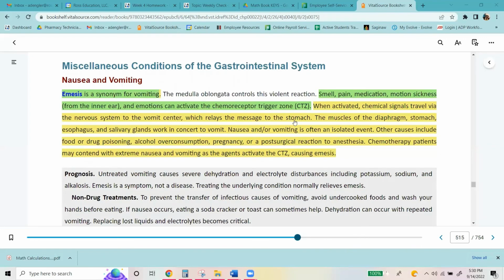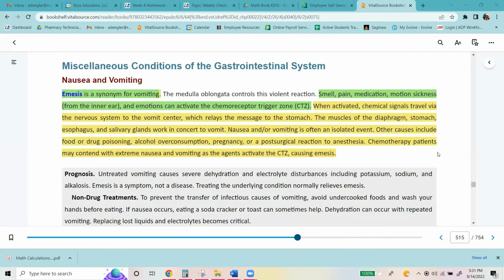Emesis is a synonym for vomiting. The medulla oblongata controls this violent action. Smell, pain, medication, motion sickness, and emotions can activate the chemoreceptor trigger zone, the CTZ. When activated, chemical signals travel via the nervous system to the vomit center, which relays this message to the stomach. The muscles of the diaphragm, stomach, esophagus, and salivary glands work in concert to vomit.